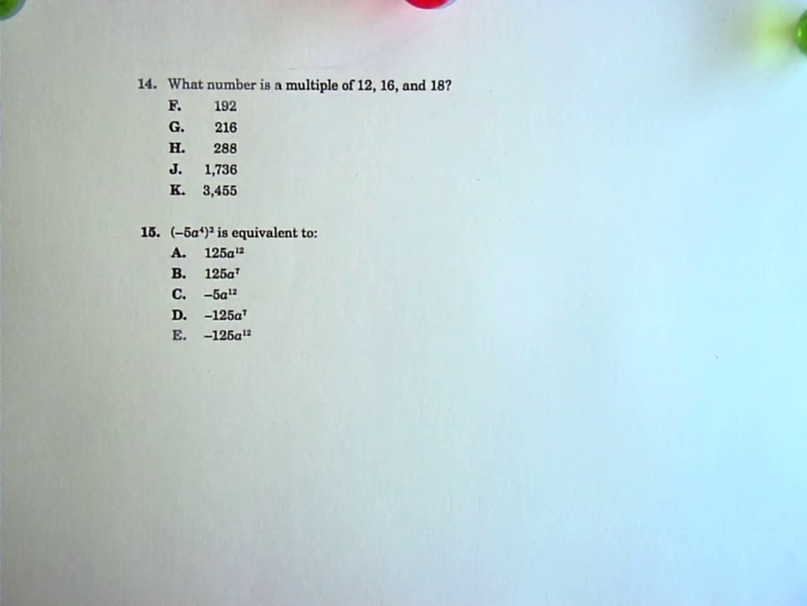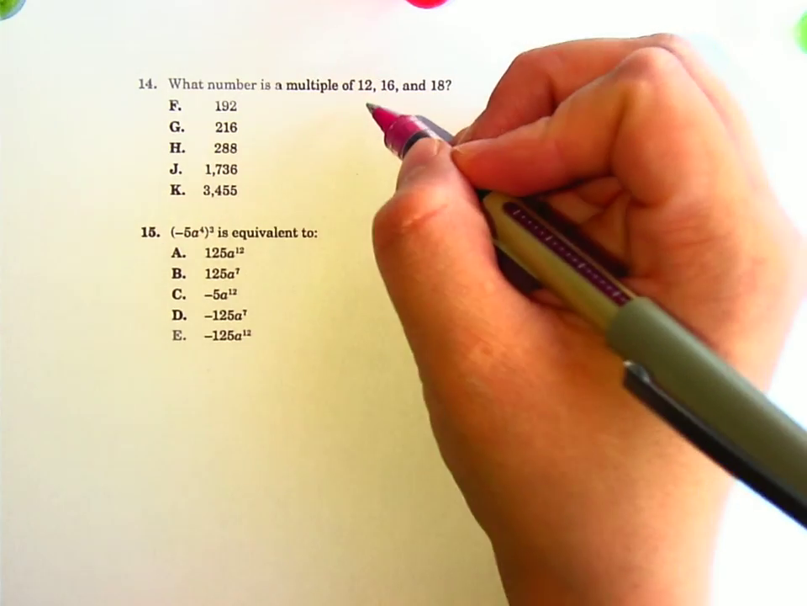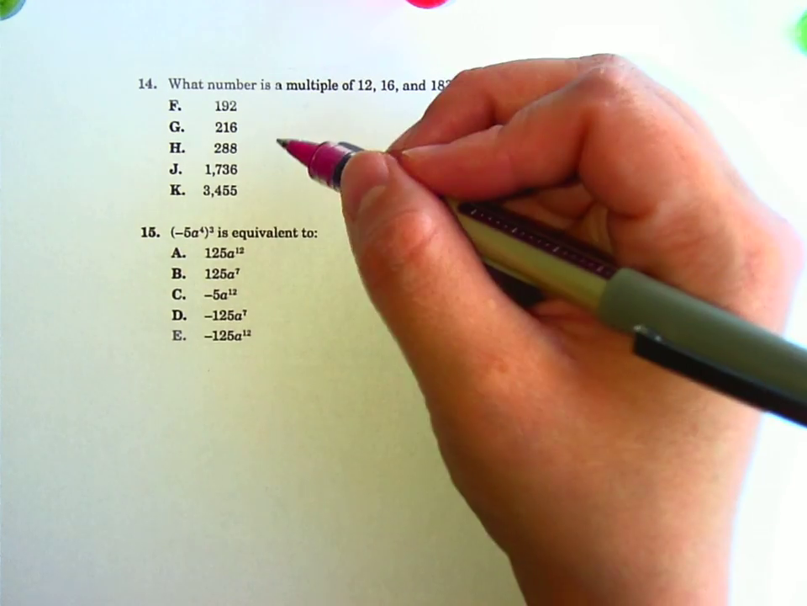What number is a multiple of 12, 16, and 18? This is the only one I'm going to show my process on my calculator for this video. On this one, you could start making a list. Multiple means that 12, 16, and 18 all go into it.